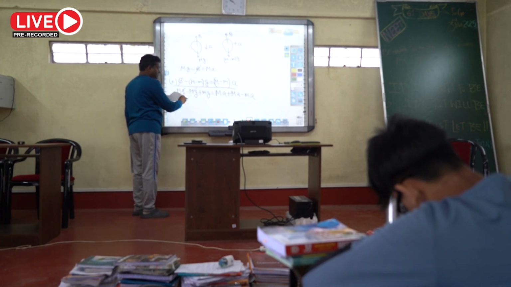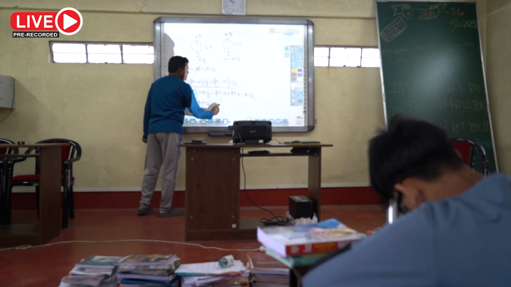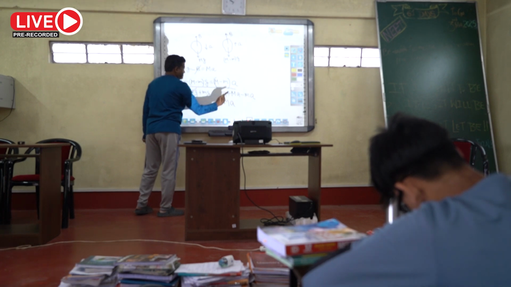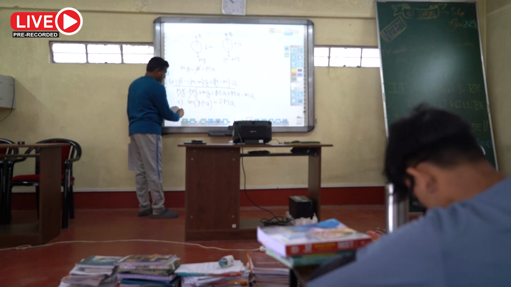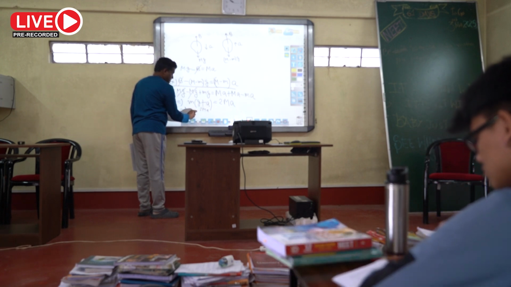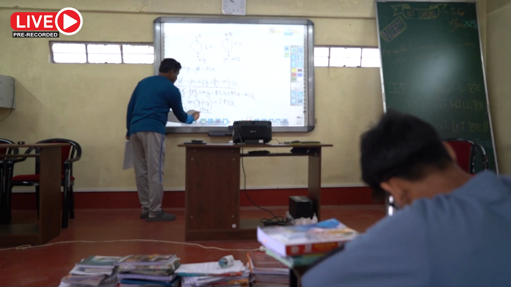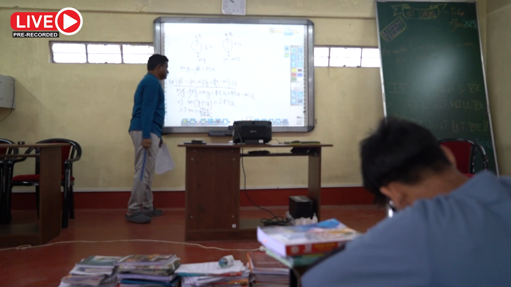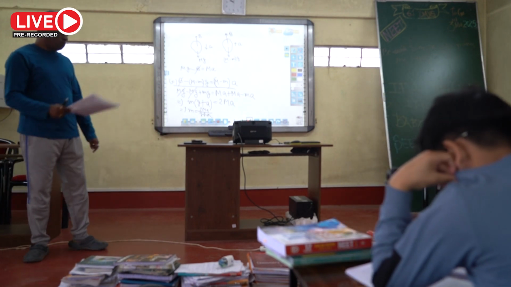So Mg cancels. So it will be m common, (g plus a) equal to 2Ma. And from that you can find small m. Small m equal to 2Ma by (g plus a). Option 1.